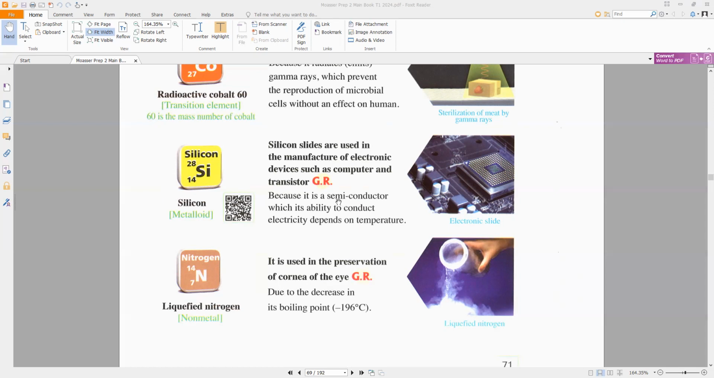But it conducts electricity when we put electricity through it. So silicon is a semi-metal, a metalloid. It's a semiconductor that has the ability to conduct electricity according to its temperature. So when we connect the device with electricity, the electricity generates heat. So the slides are heated.